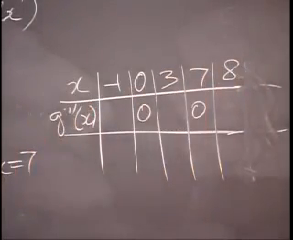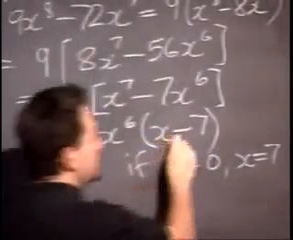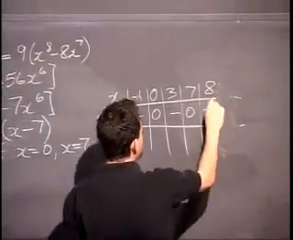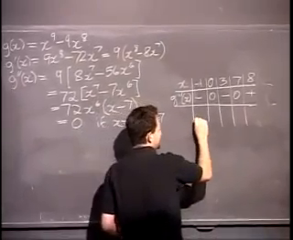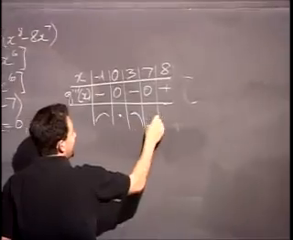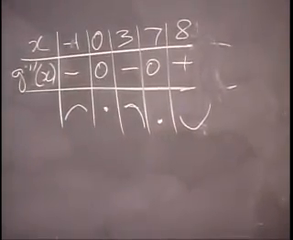If I plug in minus 1, x to the 6th is always positive, so I'm just going to get negative. Similarly, at 3 I'm going to get negative, but at 8 I'll have positive. So if I draw this, I'm concave down there, still concave down here, and then I'm concave up at 8.